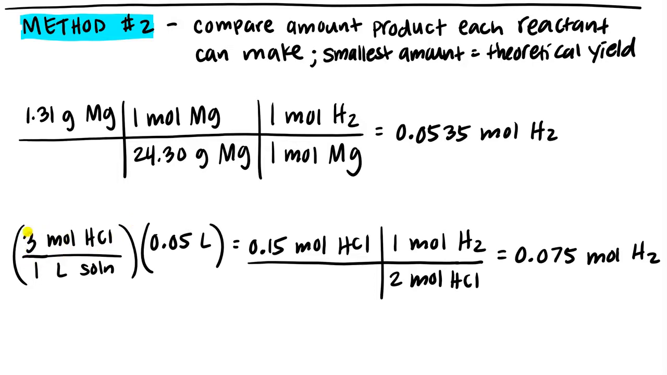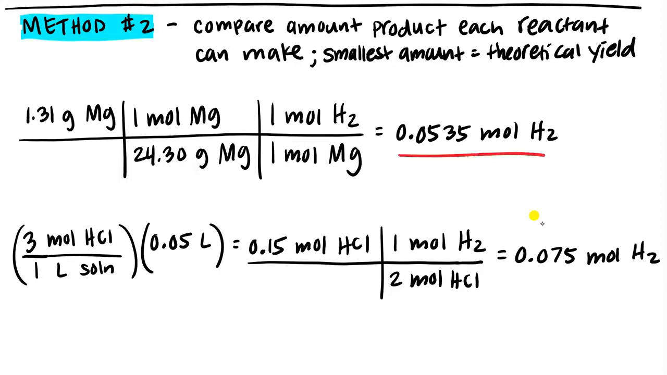In this case, we know it's 3 molar, or in other words, 3 moles of hydrochloric acid for every 1 liter of solution. They multiply it by the liters of solution. And then they use the mole ratio to calculate the moles of product. So here I have calculated the moles of hydrogen twice. And now here's where the compare method comes into play.